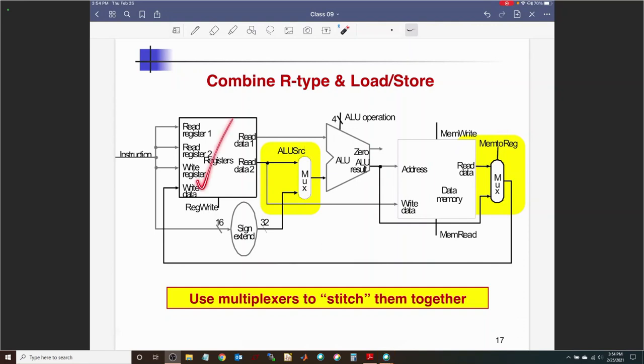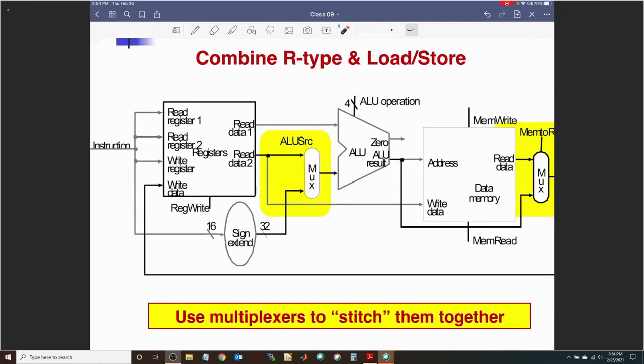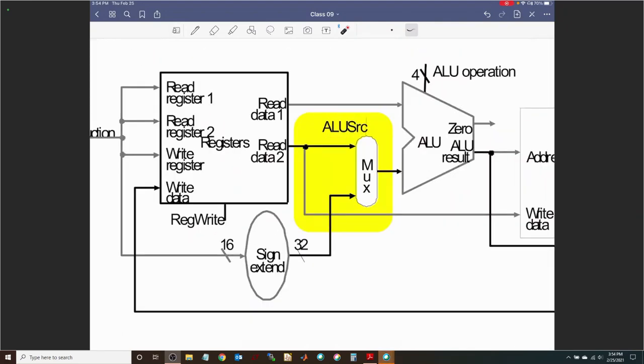Still have the register file, still have the ALU, still have the memory. But now what we have is an ALU source. You see how it changed from 3 to 4 because now we have that one additional bit for ALU source. What is that being used for? Well, if ALU source is 0, it will pick read register data 2 to go to the ALU, or if ALU source is 1, it will pick the 32-bit field over here, which has been sign extended, to go to the ALU.